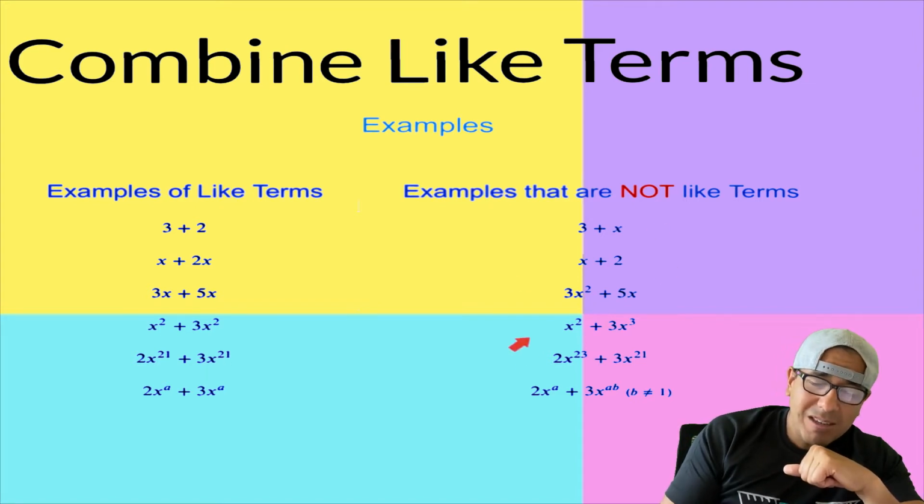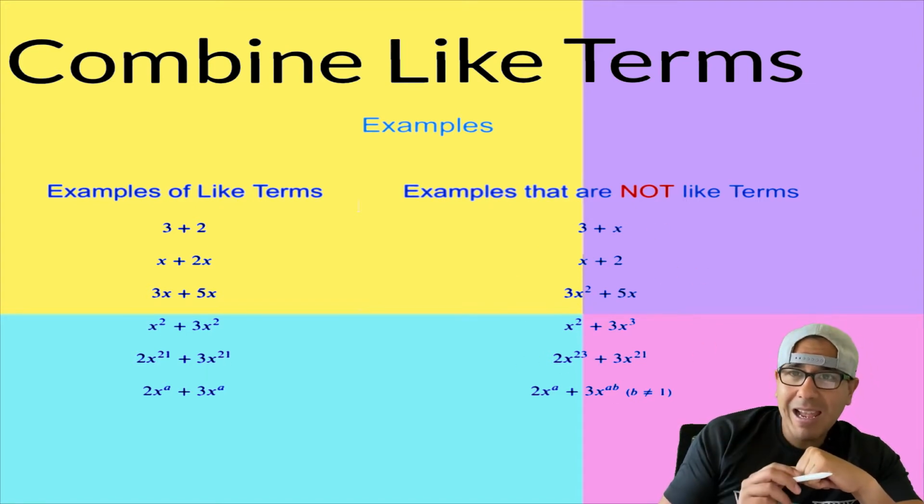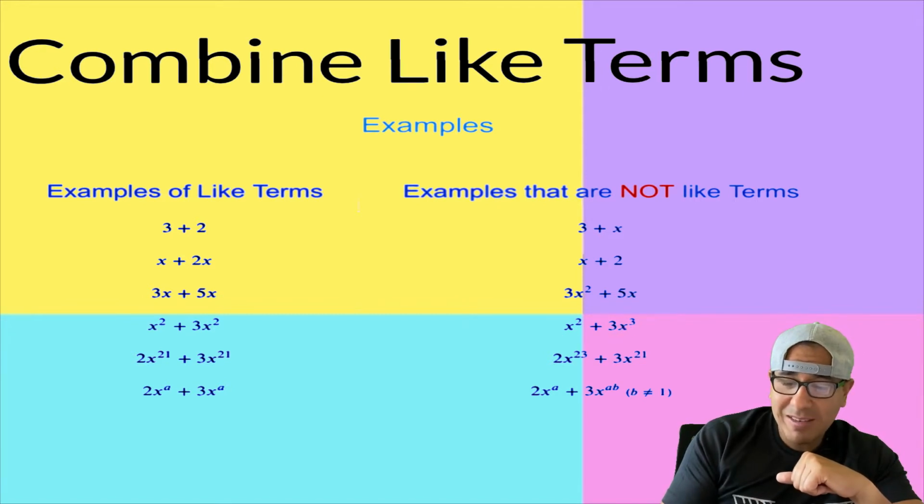And if we look on this side at examples that are not like terms, we're going to see this one has an x, this one doesn't. This one has an x squared, this only has an x. This one has an x squared, this one has an x cubed. This has x to the 23rd, this has x to the 21st.